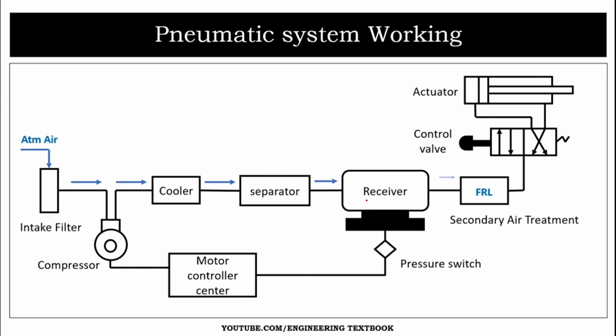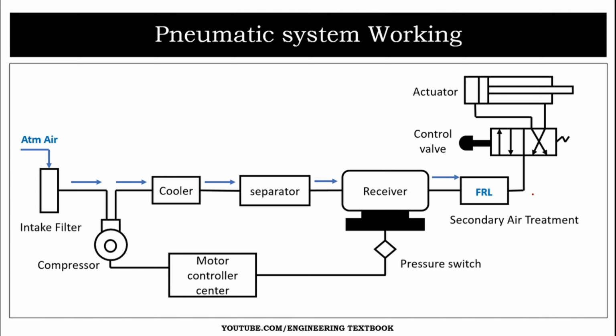After that, this air is transmitted to the air treatment chamber, which is also known as the FRL unit: filter, regulator and lubricator unit. Once the air is moved through this chamber, it is dried.